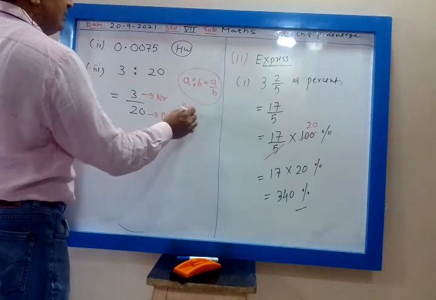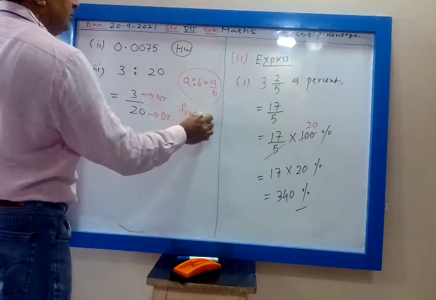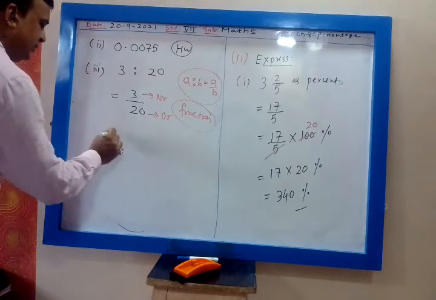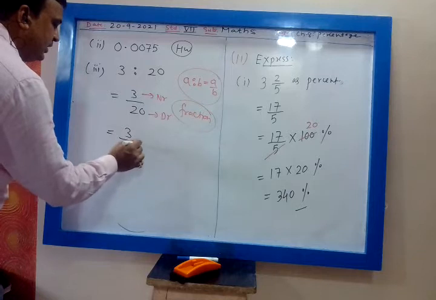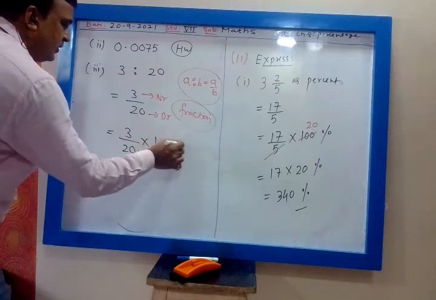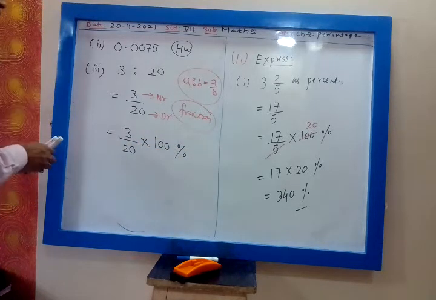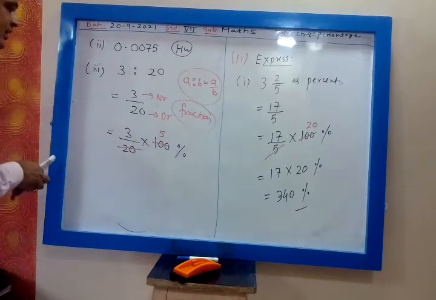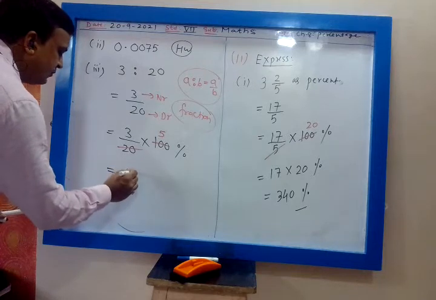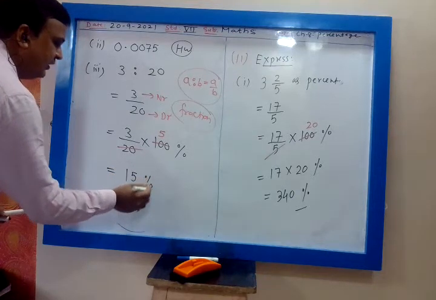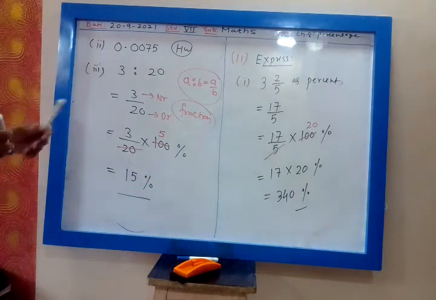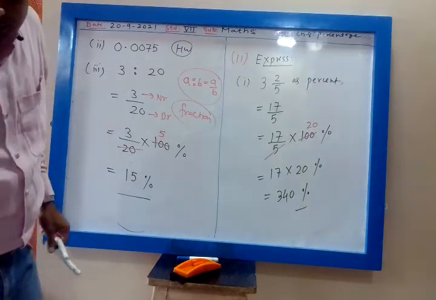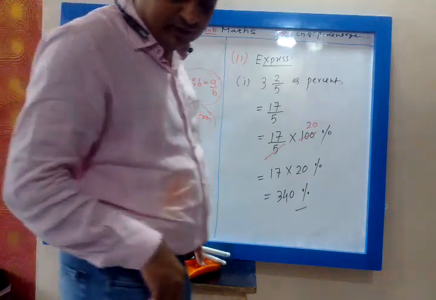Once you get the fraction, how do you convert a fraction into percentage? Multiply by 100. So 3 upon 20 into 100%. 20 fives are 100, so 3 into 5, the answer will be 15%. So this is the problem of ratio. Then 60 centimeter as percent of 1 meter 25 centimeter.